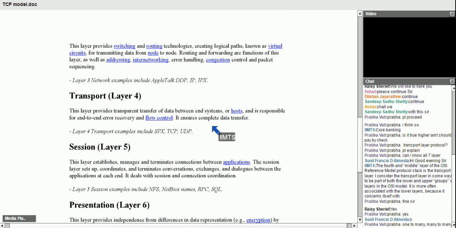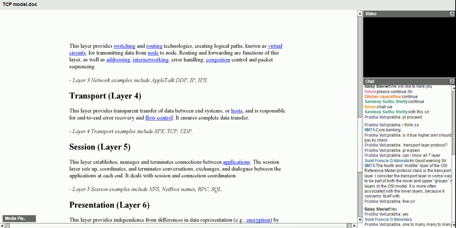Then fourth comes the transport layer. So this layer provides transparent transfer of data between end systems or hosts and is responsible for end-to-end error recovery and flow control. It ensures complete data transfer. So this particular layer is responsible for the complete transfer of data from one particular system to the end system, or from the host system to the receiver system. So all the flow of data, and any error that happens in between, is also taken care of by the transport layer.